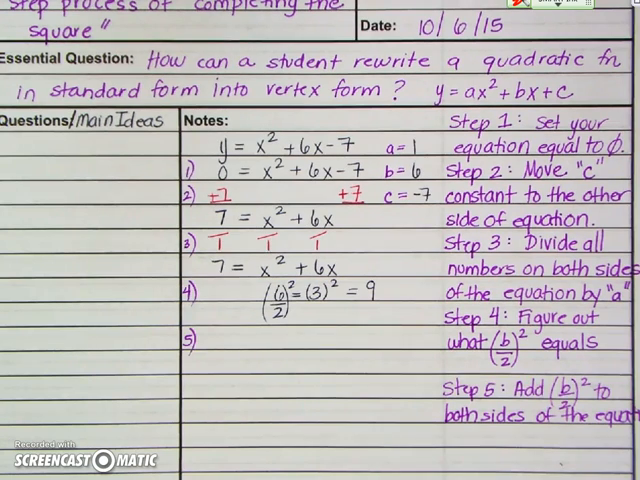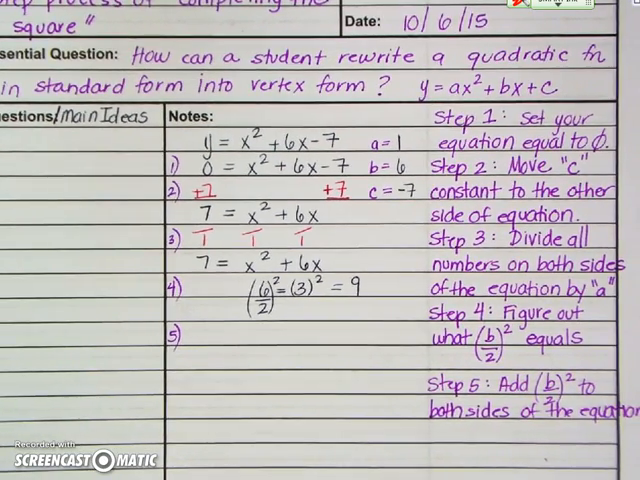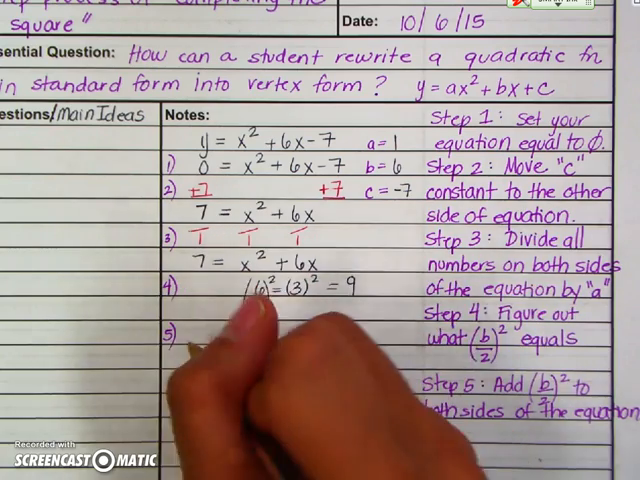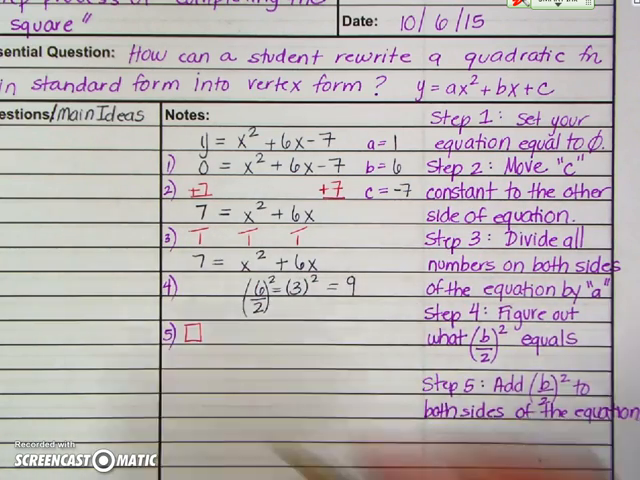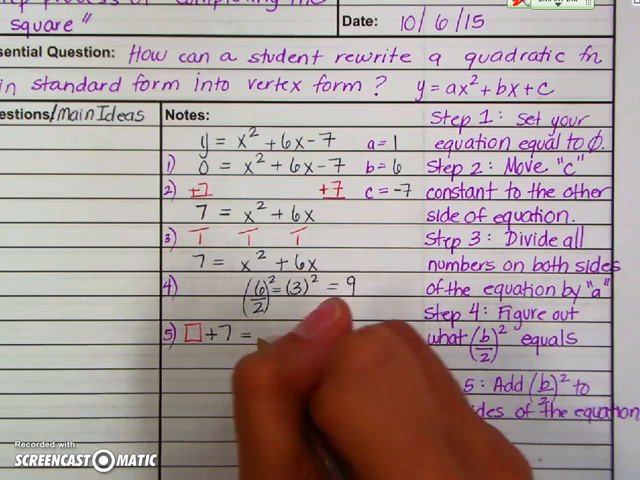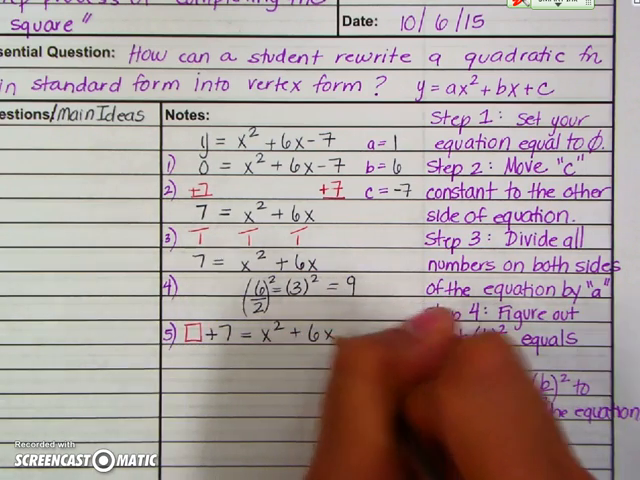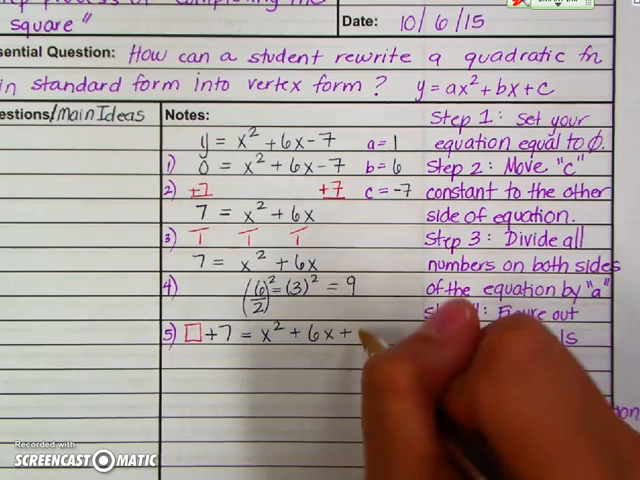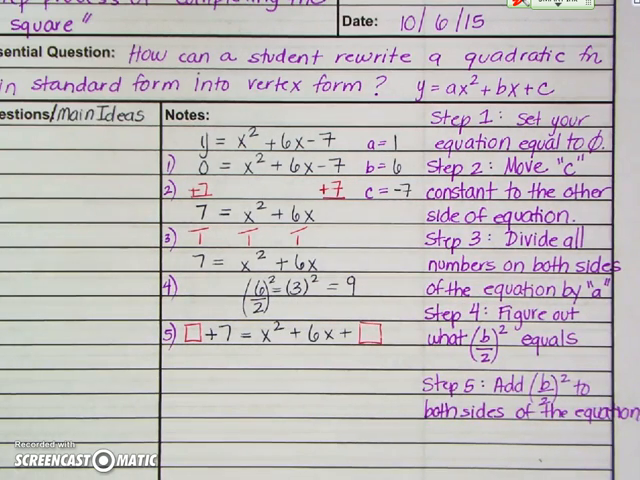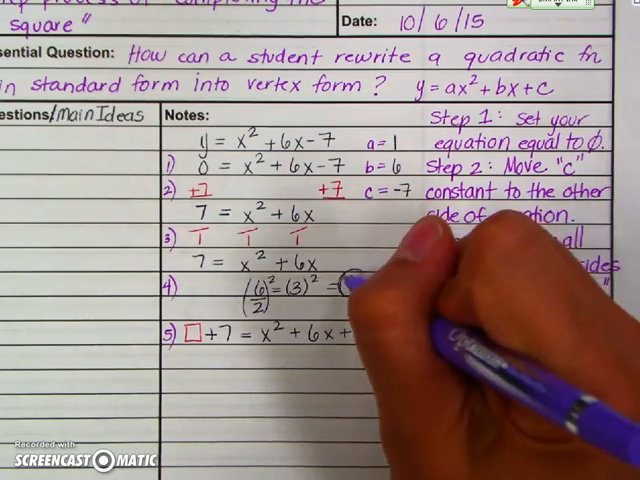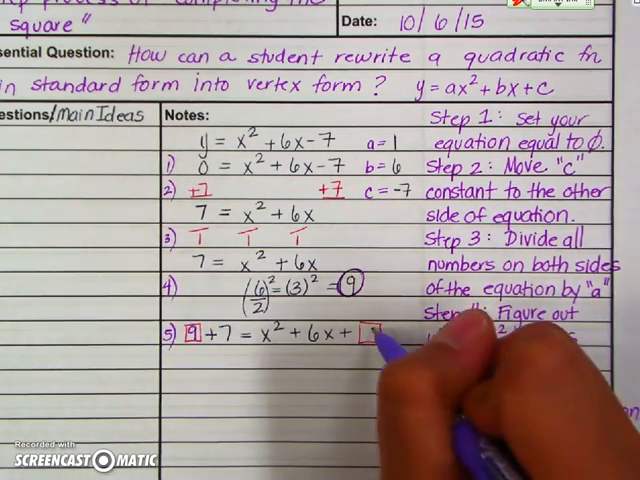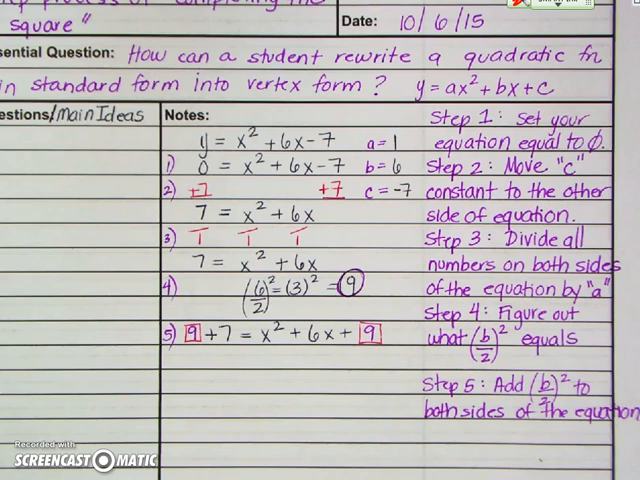Since we're going to add b divided by 2 squared to both sides of the equation, I would recommend that you put a box on both sides. So I'm going to put a box here, plus 7 equals x squared plus 6x, and then plus some box. Inside the box is where you substitute the 9. So I'm going to add 9 to both sides of my equation.